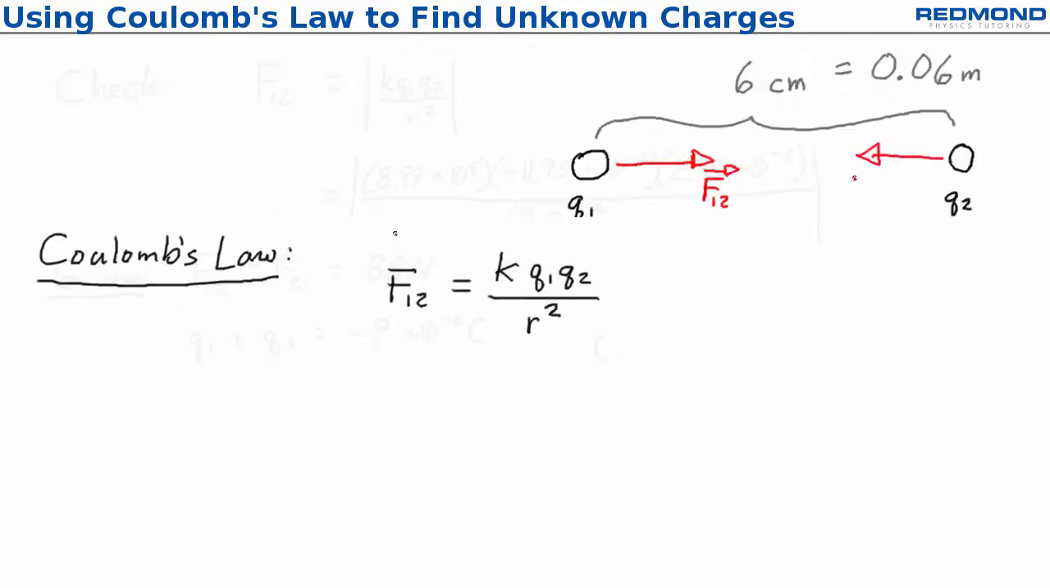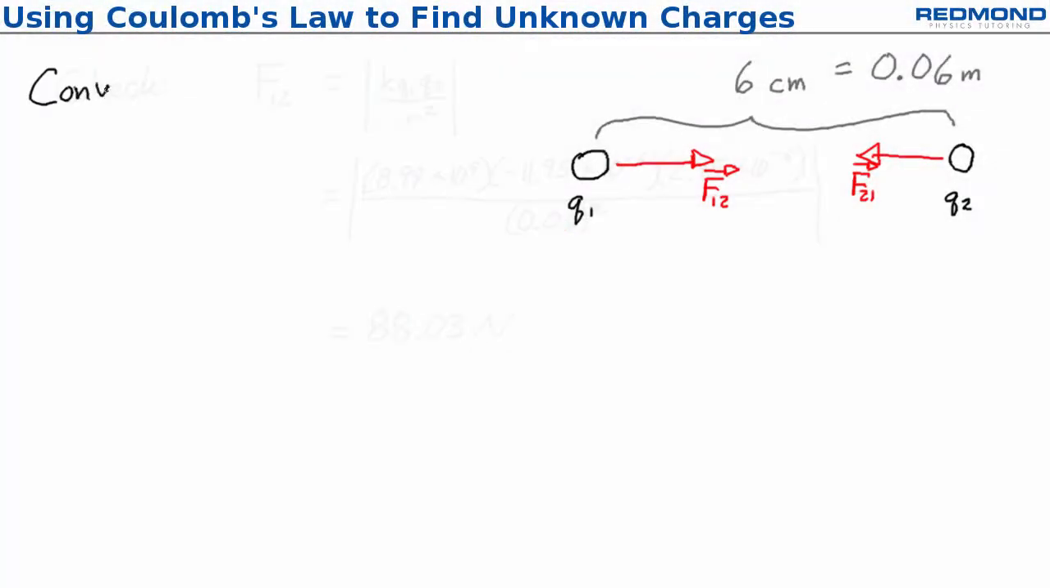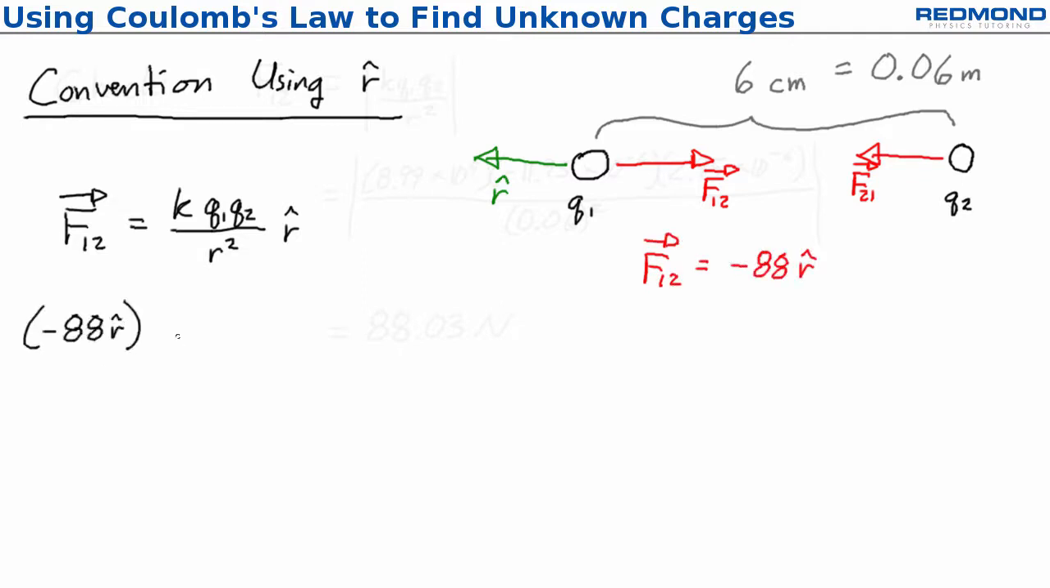The trickiest thing about this problem is setting up the algebraic equations. The math doesn't know that Q1 is negative and Q2 is positive, so I need to build that information into the equation. There's actually a different convention for Coulomb's law, which writes it as a vector equation with r hat pointing away from the other charge. Then when both charges have the same sign, it represents a repulsive force, and when the charges have opposite signs, it represents an attractive force. Using that convention, I would need to put -88 on the left-hand side since the force is attractive and therefore in the opposite direction to r hat.